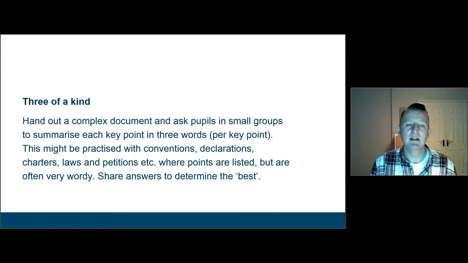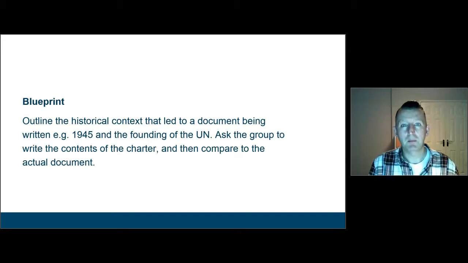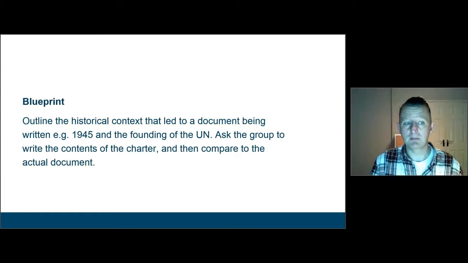And here's a related idea, which is more about pre-teaching before you get to the reading stage. Here you might outline the historical context that led to that document being produced. Let's say 1945, and you're looking at the Declaration of Human Rights. You might set the scene for the children, ask them to write their own charter, and then compare it to the actual document. Because they're making a comparison, they're noting what seems significant to them, and they're more likely to be able to express comprehension of what's important in there.